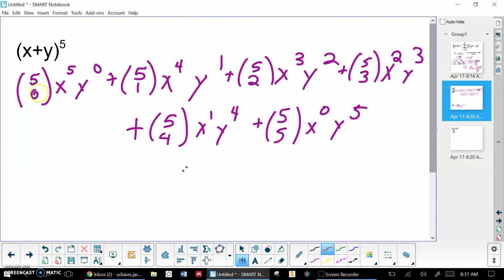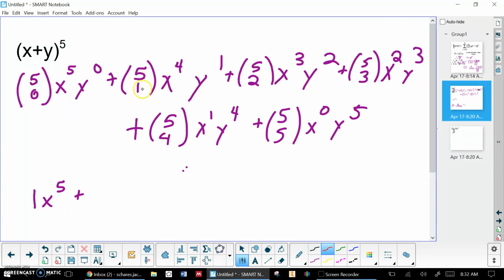Now, if we think about what this actually means, this is the number of ways that we could choose 0 things from 5, and there's only one way to do that. Think about it in terms of what we did on Monday with the coins. This would be the ways of flipping a coin 5 times and getting 0 heads, which is, of course, one way. So we have 1 x to the 5th. y to the 0 is just 1, so 1 x to the 5th.